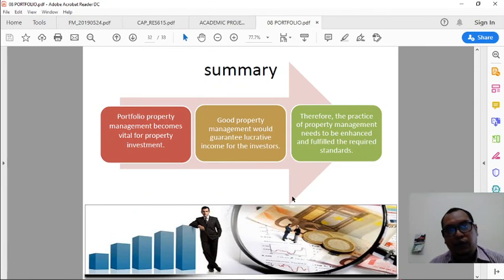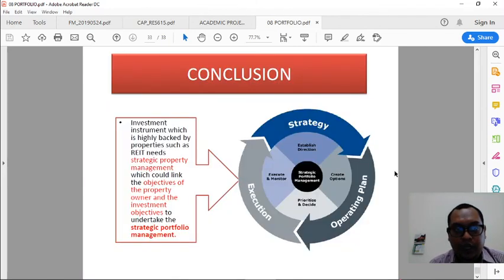All right. So for the summary, portfolio property management becomes vital for property investment. Good property management would guarantee lucrative income for the investors. Therefore, the practice of property management needs to be enhanced and fulfilled to the required standards. So investment instruments which are highly backed by properties such as REITs need strategic property management, which could link the objectives of the property owner and the investment objectives to undertake strategic portfolio management.